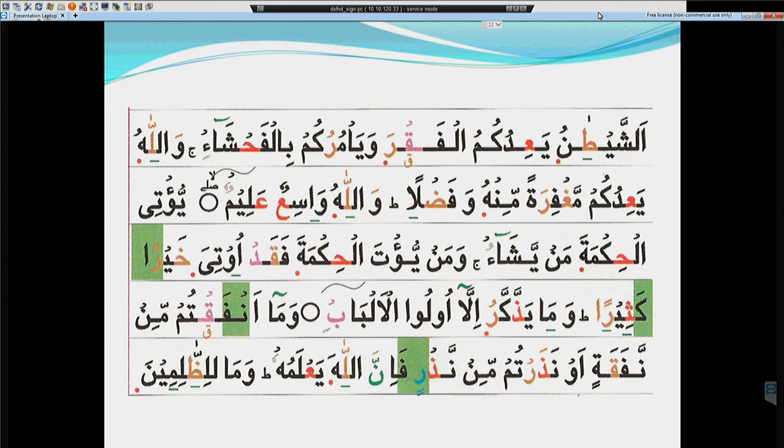Wa ya'murukum bil fahsha. So you have to stretch it for one second. Ghunna. Wallahu ya'idukum maghfiratan minhu wa fadla.